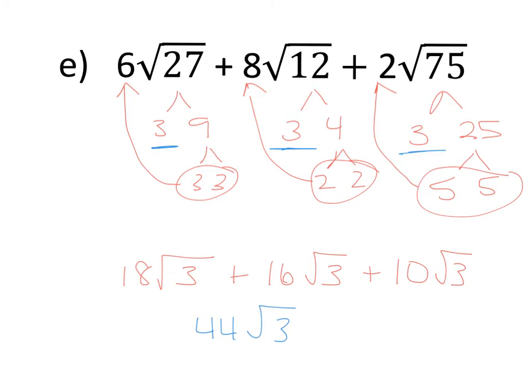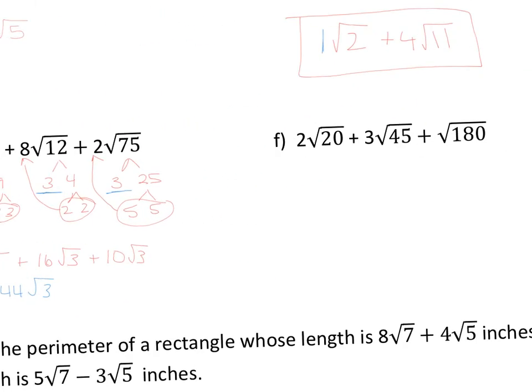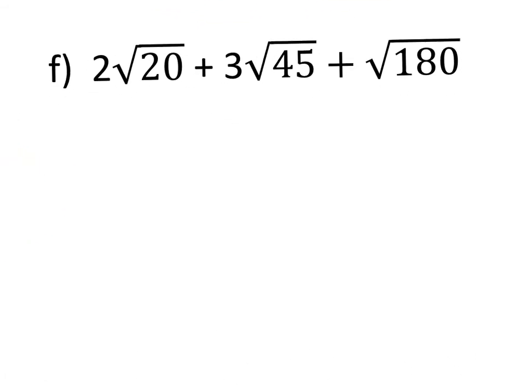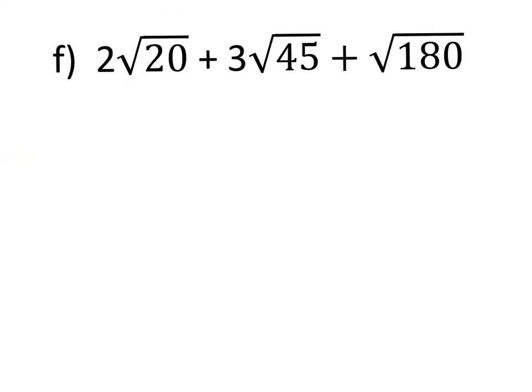Okay, let's move on to the next one here. All right, so again, we don't have like radicals, but we have to reduce them anyway. So 20 goes to 2 and 10, and then 2 and 5. So 2's pair up and move out. So I have 4 root 5.